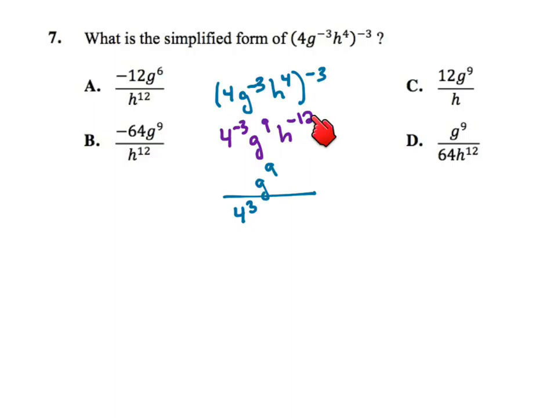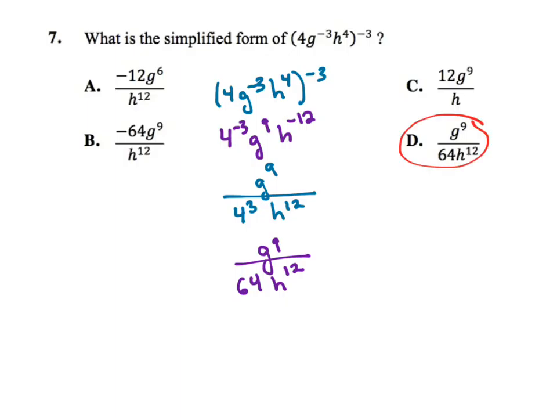h to the power of negative 12, I have a negative exponent, so it's going to go down here in the denominator, h to the power of 12. I'm not fully simplified yet. I need to take care of that 4 cubed. I have g to the 9th over 64 h to the 12th. I have my answer, D.